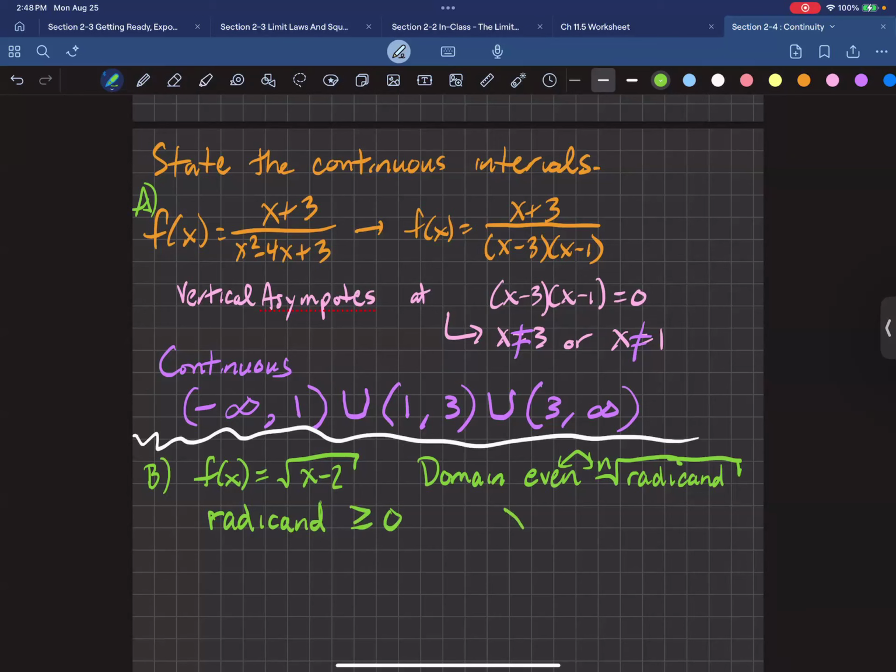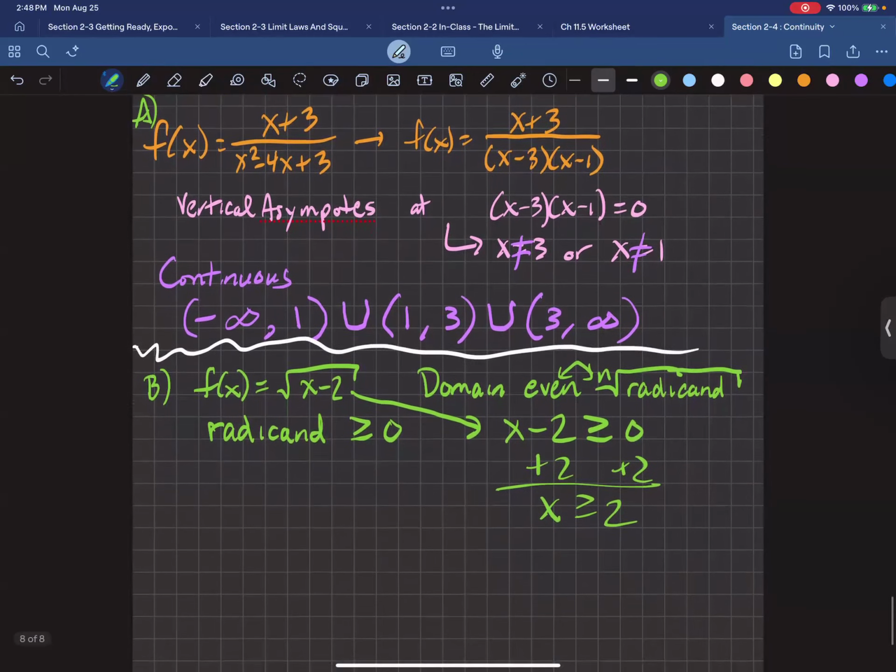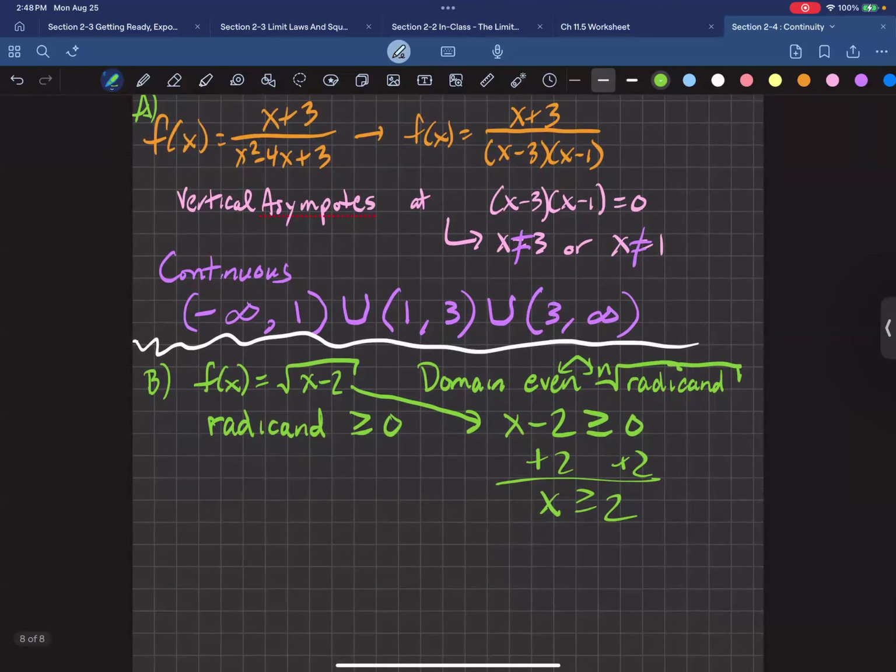So we're gonna take that. Our radicand is x minus 2. We're gonna say x minus 2 is greater than or equal to 0. Add 2 to both sides, and we get x is greater than or equal to 2. So when we write this in interval notation, it can include the 2. We're going to have 2 going up to infinity. So we're going to say it's continuous on 2 to infinity, including the 2.